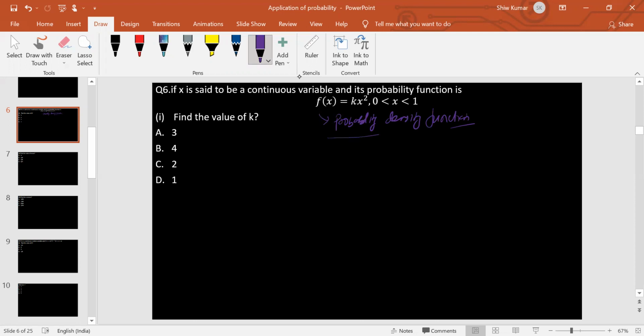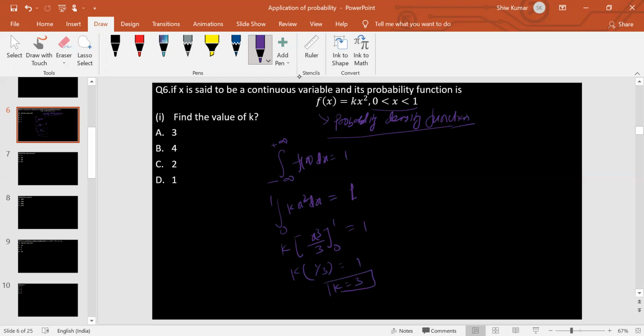Since we know the definition of probability density function, the integral from minus infinity to plus infinity of f of x dx must be equal to 1. But here f of x varies from 0 to 1. So integrate f of x from 0 to 1, that is kx square dx, and this must be equal to 1. Take k outside, the integration of x square is x cube by 3, from 0 to 1, equal to 1. If you substitute the limits, you get k by 3 equal to 1, so k must be equal to 3. So I got k is equal to 3.